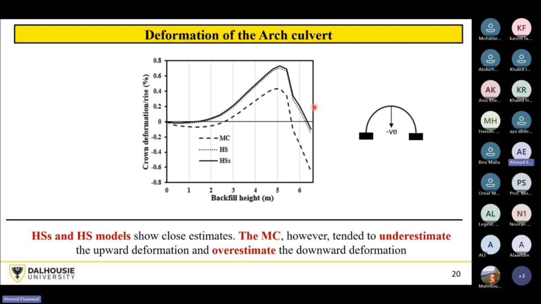That's a very big problem, especially if you want to compare it with the allowable limit, because the allowable limit in the code is 2% of the rise. We see here that we are not exceeding the limit, 0.7 positive and 0.6 negative, but maybe in a larger span, because this one is 18.1, the Mohr-Coulomb model will give you a value that's exceeding the code, and it's not real.